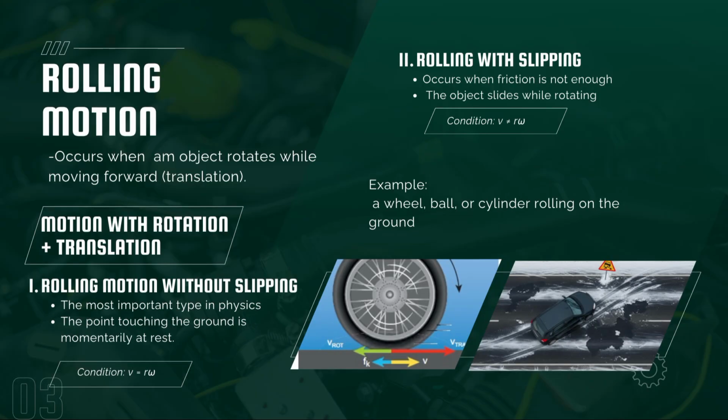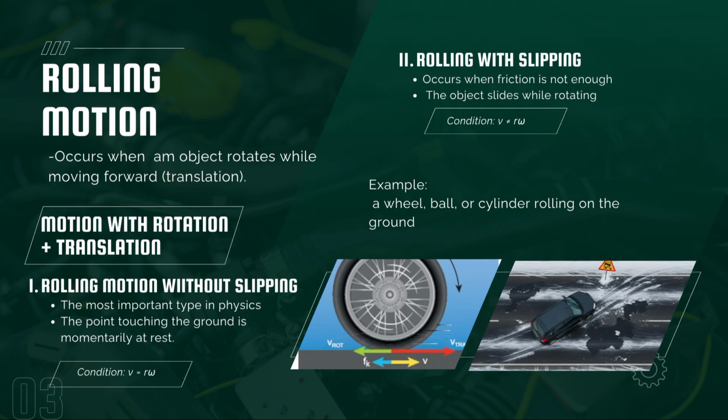When rolling is smooth, it has no slipping. The faster it spins, the faster it moves forward. It has to meet the condition that tangential velocity is equal to radius times omega, or angular velocity. Rolling motion has two types: rolling motion without slipping and rolling motion with slipping.